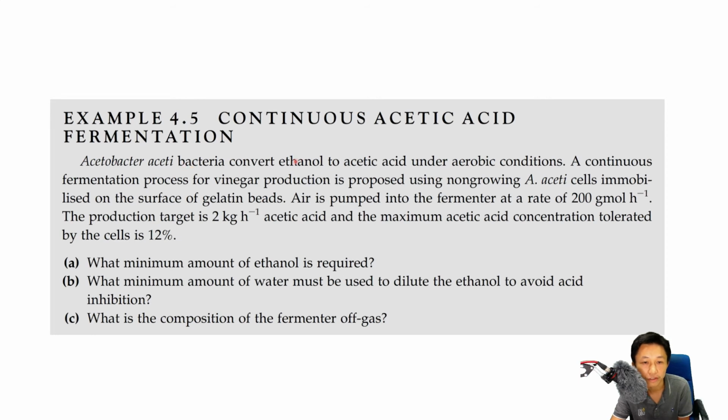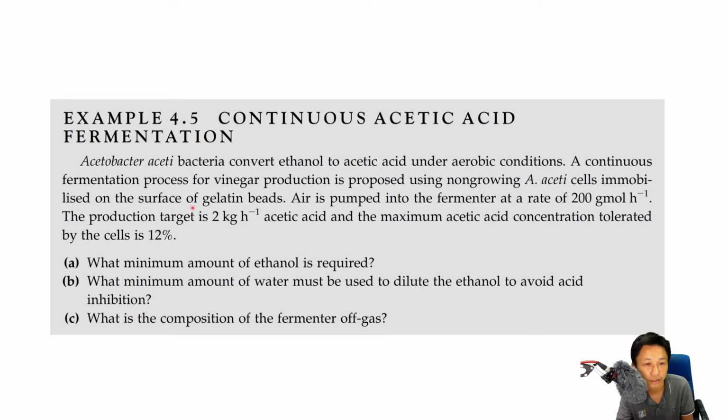So this bacteria converts ethanol, C2H5OH, to acetic acid under aerobic condition. Aerobic means you have to have air in your system. A continuous fermentation process for vinegar production. So vinegar is some alcohol, but with a sour taste. It is proposed under non-growing conditions, so this is a short term for this bacteria. Immobilized, you stick your cells onto some surface.